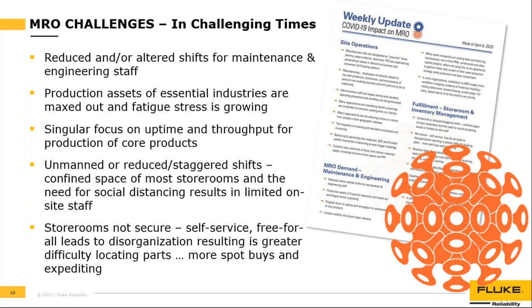Reduced or altered shifts for maintenance and engineering staff. Production assets of essential industries are maxed out. I've talked to some folks where PMs are being postponed and they're focusing on output, which we all know as maintenance professionals is not a good habit to get into. Unmanned or reduced staggered shifts, confined space in the storerooms, and the need for social distancing is limiting staff. Most folks don't have a lot of real estate for storerooms, right? It's very small, compact space in lots of cases. So obviously with social distancing, that creates a challenge in itself.